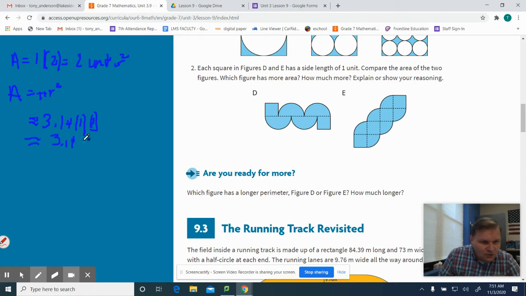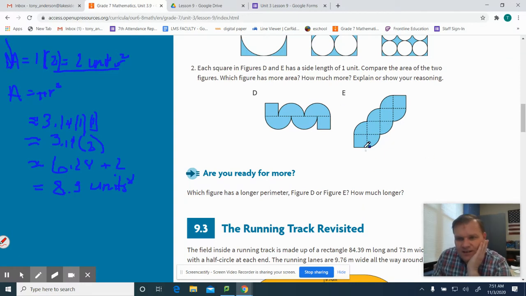So I have to multiply that times 2 to get my total of 2 circles, which is 6.28. Now remember, I've got these 2 squares up here, so I'm going to add that to get about 8.3 square units. Okay, so that's with D. This is all the work for D.